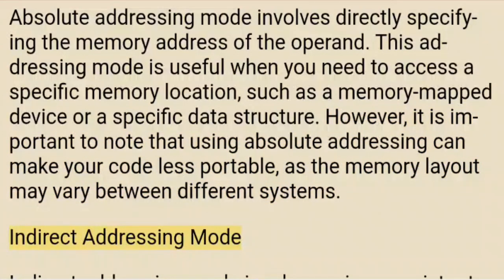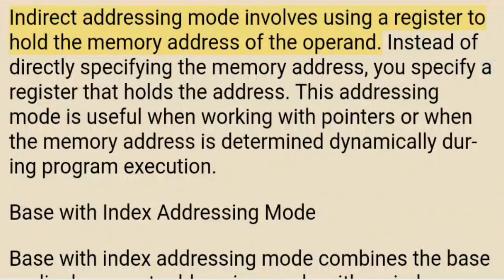Indirect addressing mode. Indirect addressing mode involves using a register to hold the memory address of the operand. Instead of directly specifying the memory address, you specify a register that holds the address. This addressing mode is useful when working with pointers or when the memory address is determined dynamically during program execution.